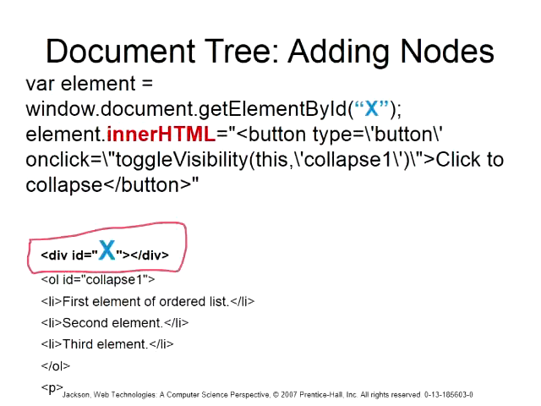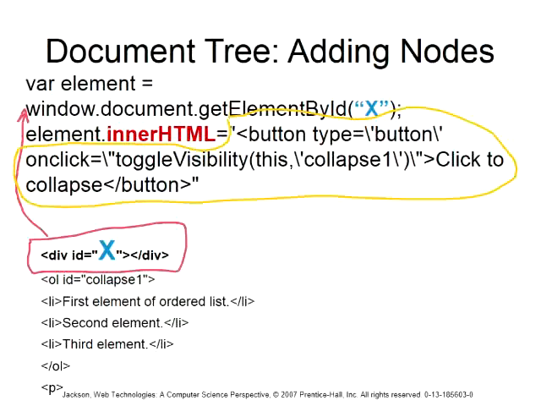To select this element, we use this instruction: window.document.getElementById x. After that, we can use innerHTML. So when we write element.innerHTML equal this code, all this code will be inserted here between div and div. So we can use innerHTML to modify the content of a tag.